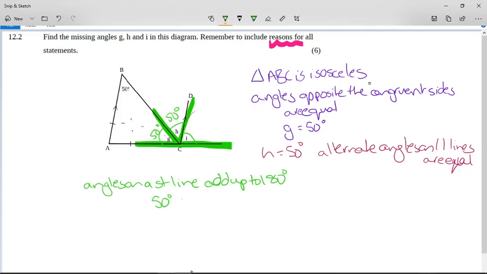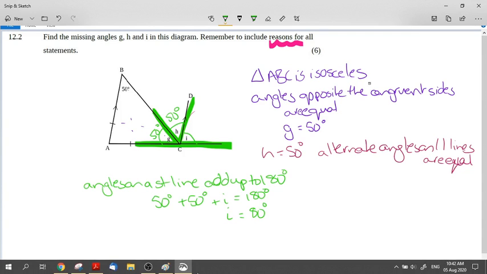So 50 plus 50 plus I equals 180 degrees. So I is going to be 180 minus 100. So I is going to be 80 degrees. There we go. It's much simpler than it looked.